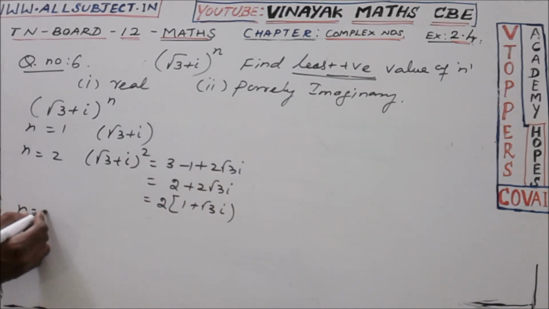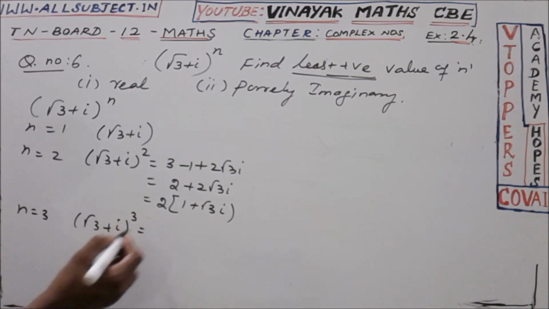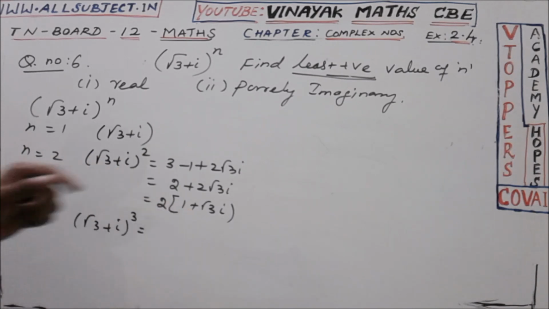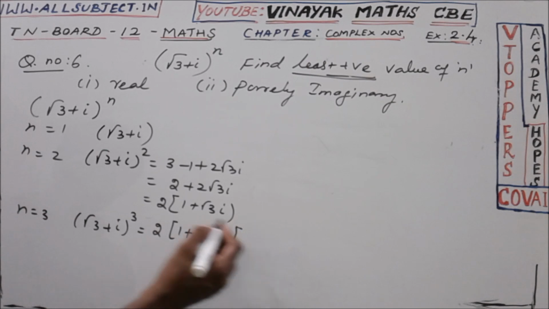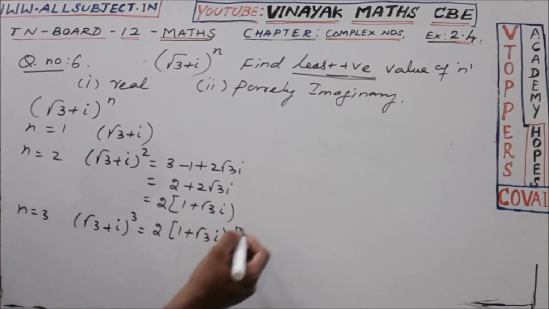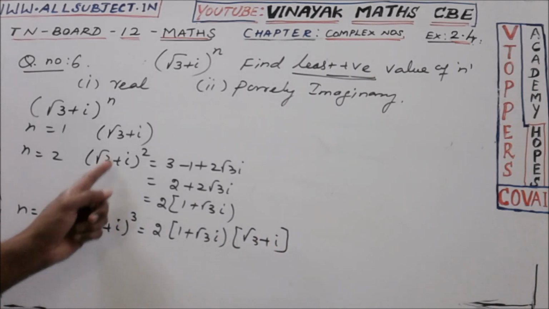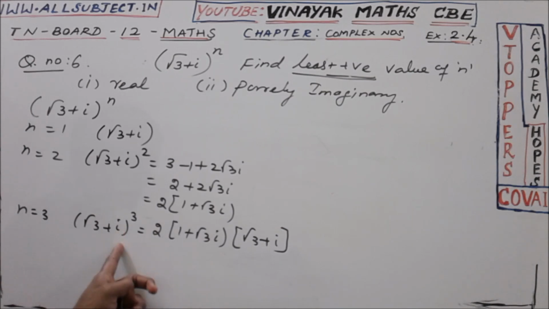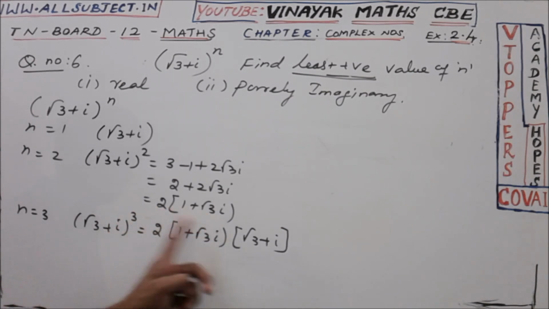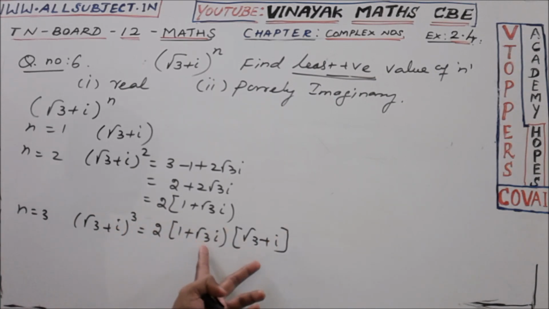Now put n equal to 3. N equal to 3 means root 3 plus i whole power 3. Already we have the value of root 3 plus i whole square. So write it here 2 times 1 plus root 3 i, into then one another root 3 plus i. Do you understand here? This is the value of root 3 plus i whole square. It can be split into root 3 plus i whole square into root 3 plus i. Now for root 3 plus i whole square I have written the above result, and then one another root 3 plus i remains. When multiplying these two, we will get the value of root 3 plus i whole cube.